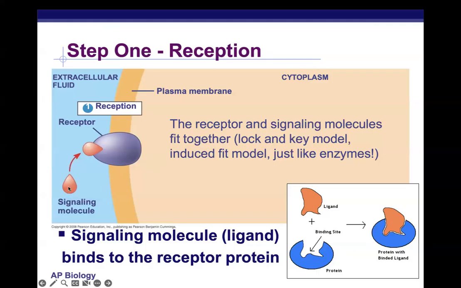Now, when this ligand binds to the receptor protein's intracellular domain, so this part that's sticking out into the cytoplasm, its shape will change, and that shape change will then pass the message on into the transduction phase we'll talk about in the next lesson.